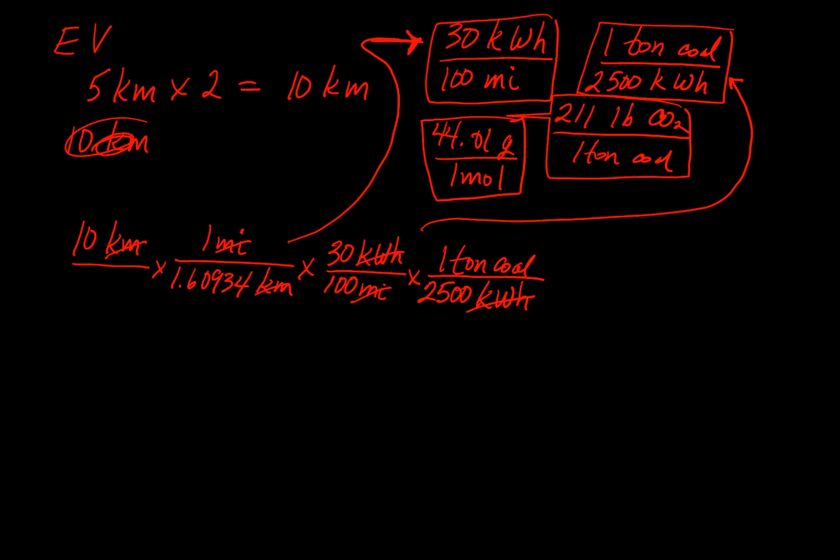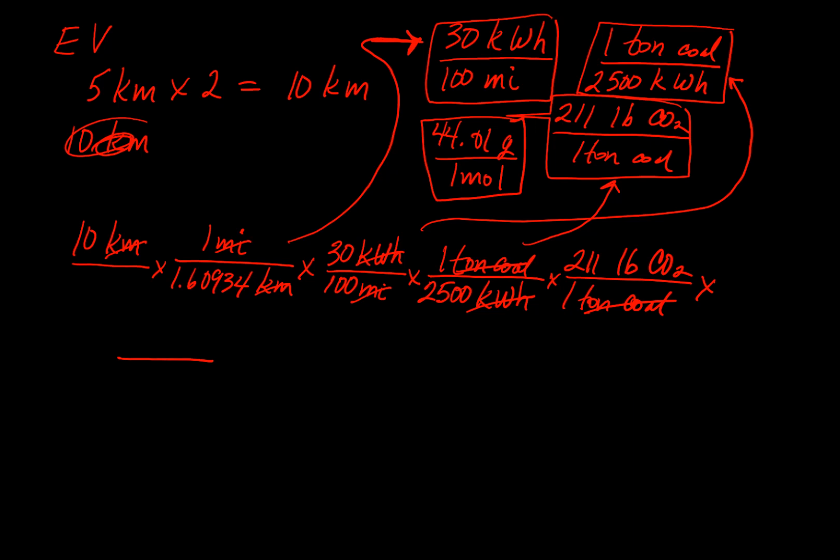To get from a mass of coal to an actual mass of carbon dioxide, we can use this conversion factor. So you say for 1 ton of coal burned, you get 211 pounds of carbon dioxide emitted. So now tons of coal cancels. I'm going to move to the next line because I'm running out of room.